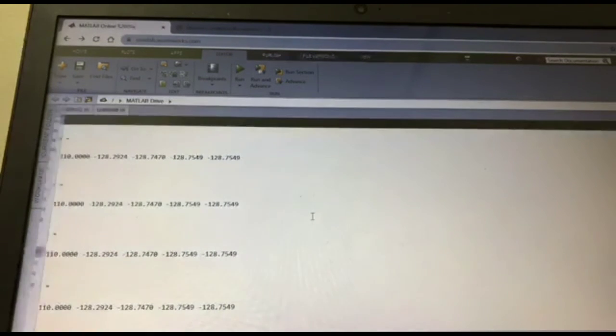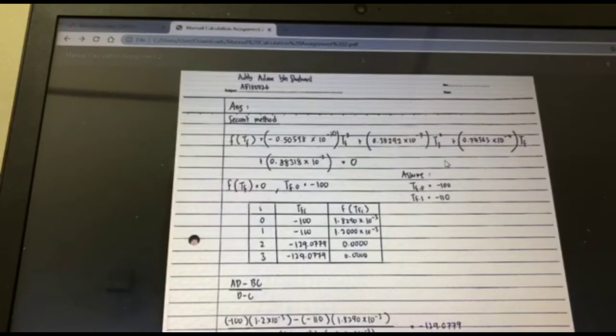So in this case, both answers are not wrong, because if we look at the Newton-Raphson method, it comes out with the same answer. That's why we have two methods to use and solve the problem.